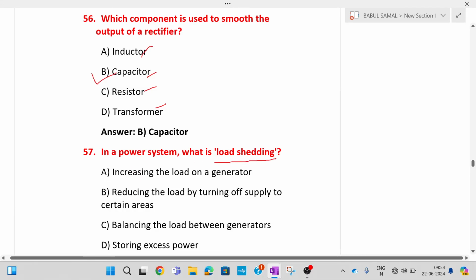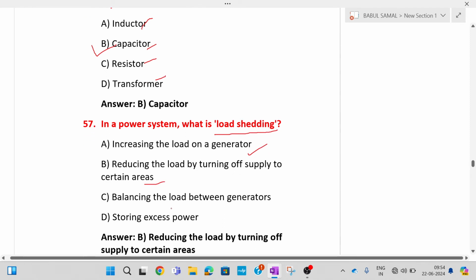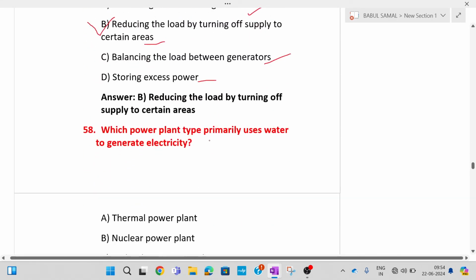What is the meaning of load shedding in a power system? Options: increasing the load on a generator, reducing the load by turning off supply to certain areas, balancing the load between generators, storing excess power. So the correct option for this question is reducing the load by turning off supply to certain areas.